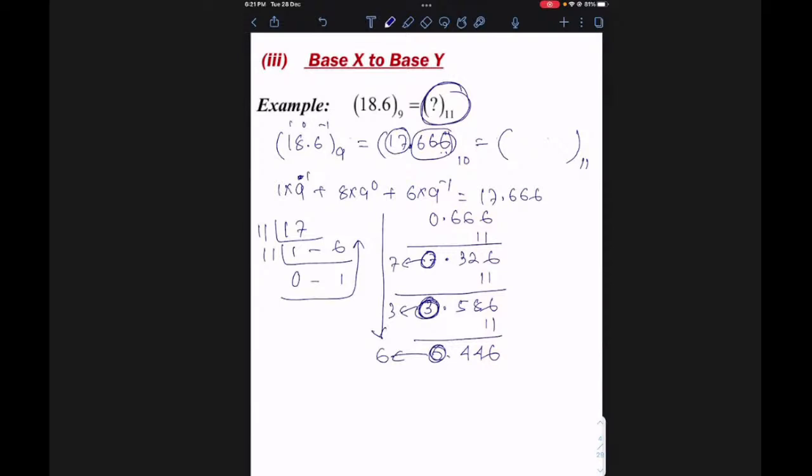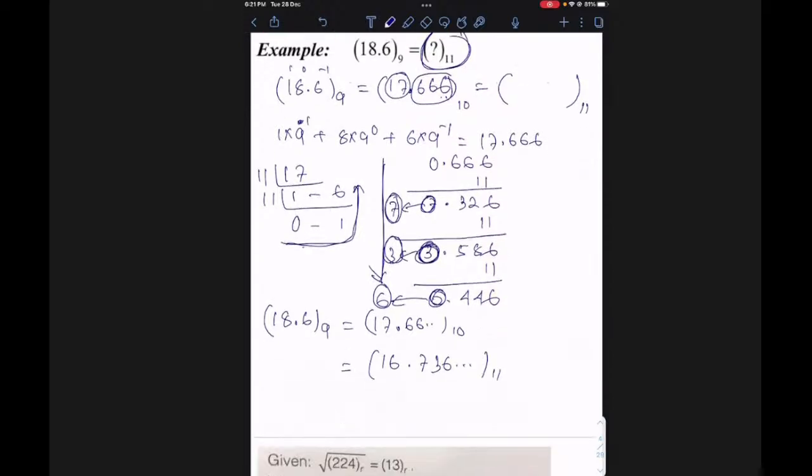That means what I can say is 18.6 base 9 is equivalent to 17.66 base 10. And this is equivalent to 16, right? This is 016, which is 16 point. This way, first I'm getting 7, then I'm getting 3, then I'm getting 6, and so on and so forth: 736... This is the base 11 equivalent. Okay.